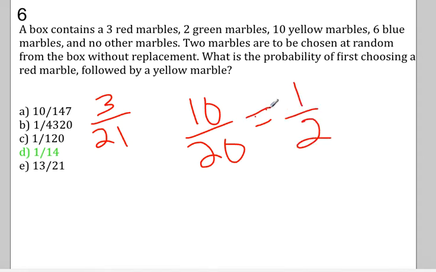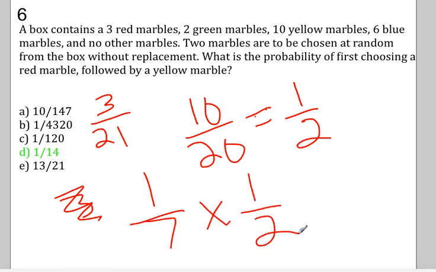And when you have two separate events, right, you multiply each probability. So it's 3 over 21, which I'm just going to say is 1/7 times 1/2. And that gets you to the 1/14.